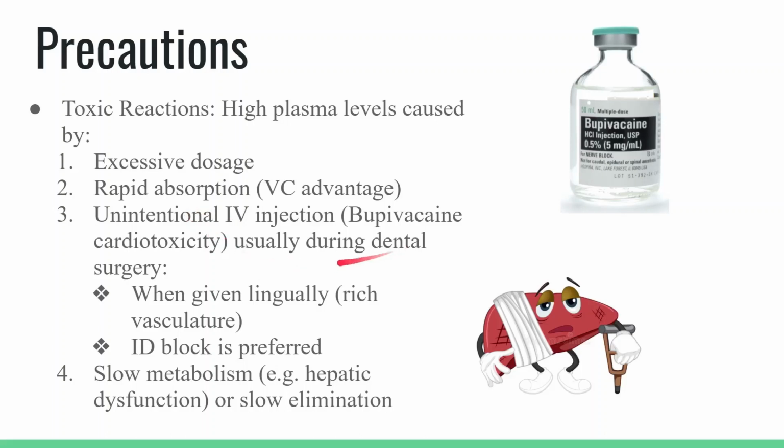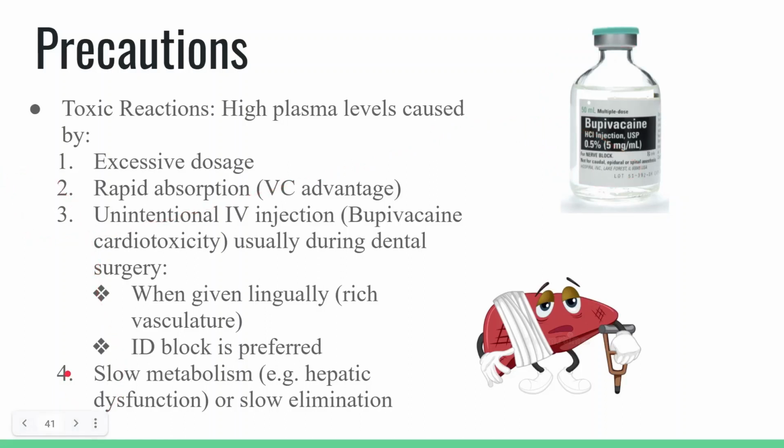Now, this usually happens during dental surgery when we are giving the local anesthetic lingually. Now, the tongue, and especially the regions under the tongue, are very rich in vasculature, which means that if you're trying to anesthetize the area with a needle, you are very likely to hit a blood vessel, and therefore unintentional IV injection in this situation is very likely. And this is why ID block is preferred to lingual anesthesia, because ID block is much safer. There's less of a chance that you're going to unintentionally put it into the patient's veins, and it's just much better preferred, yani, in this case, because of this cardiotoxicity, especially by bupivacaine, which you can see right over here.